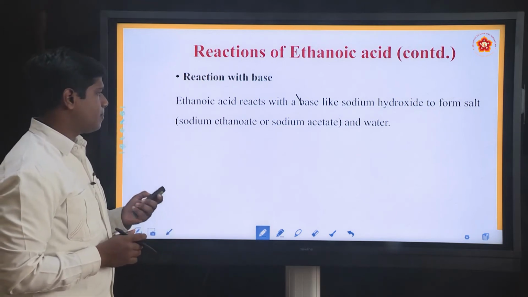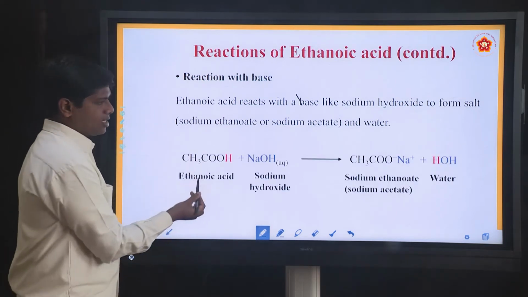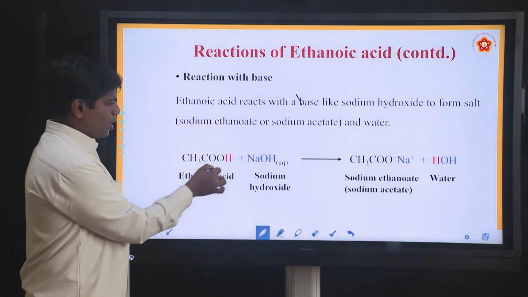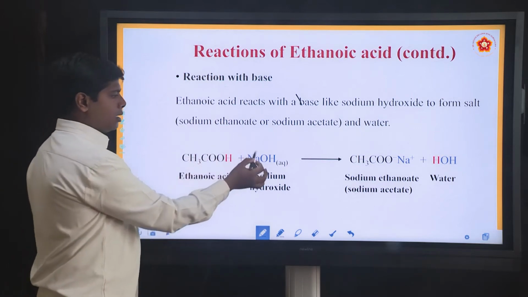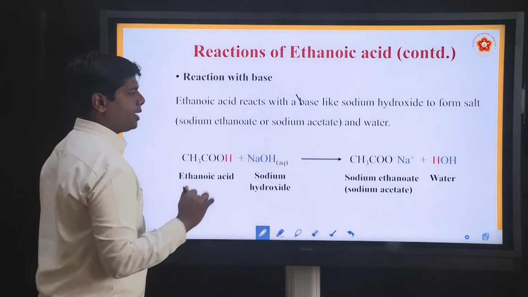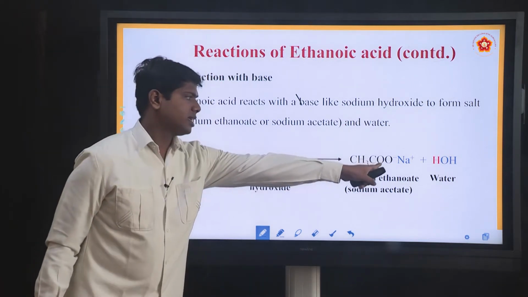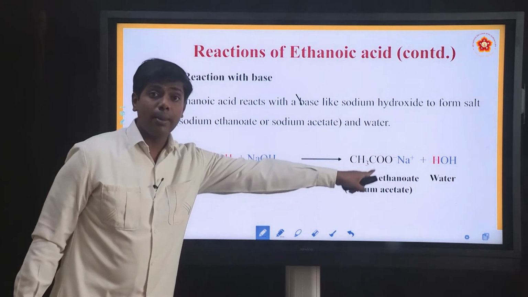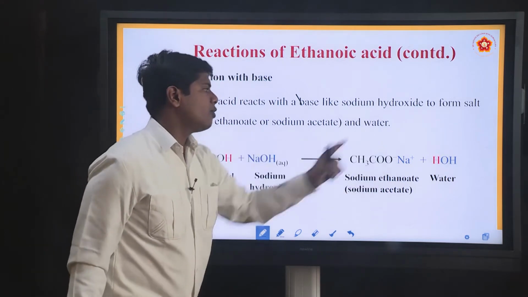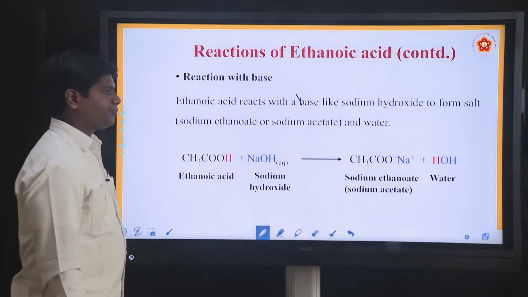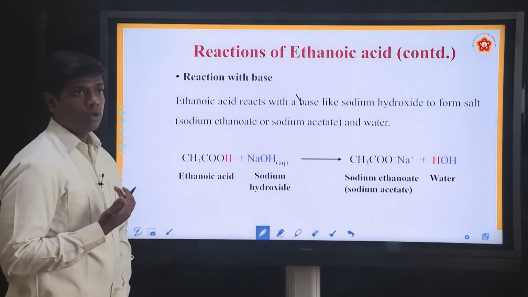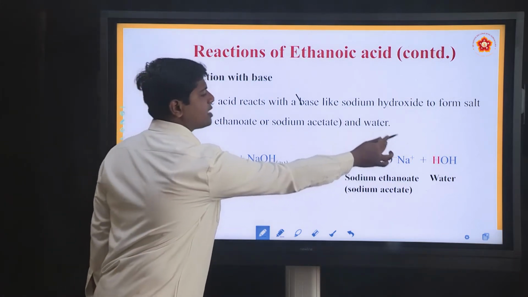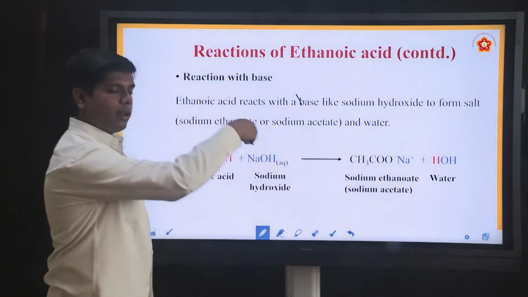This is the reaction. Please note, ethanoic acid reacts with sodium hydroxide. It forms sodium ethanoate or sodium acetate and water molecules. This is the reaction. Note down. This is very important. This is used as a soap.